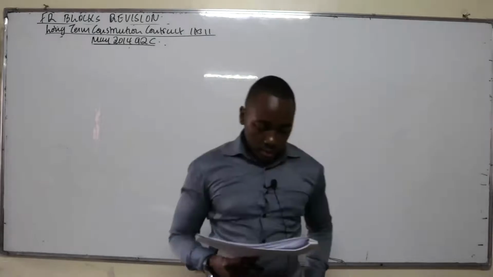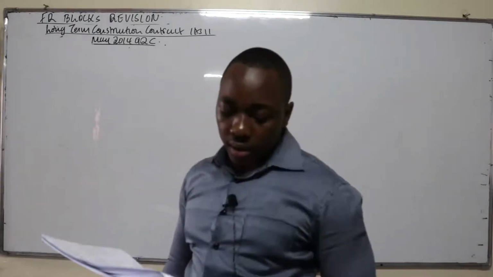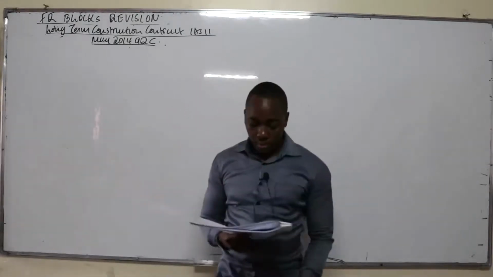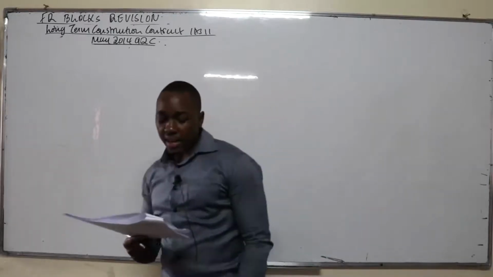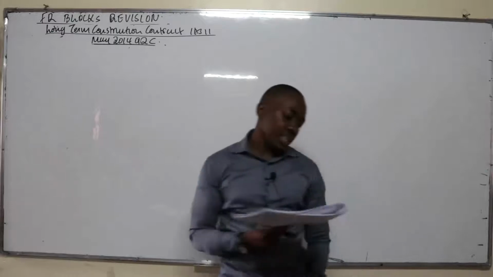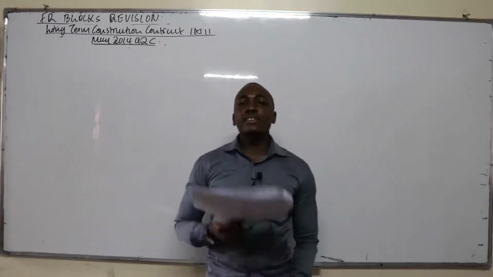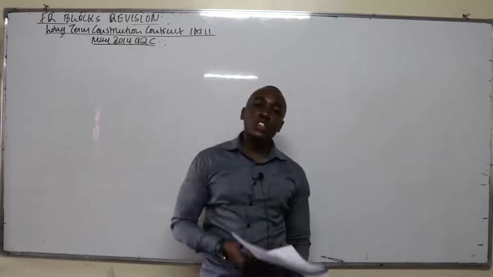So let's start with question 2A, part A of the question. In the context of IAS 41, agriculture, define the term biological assets. We say that a biological asset is a living animal or plant in an agricultural activity.